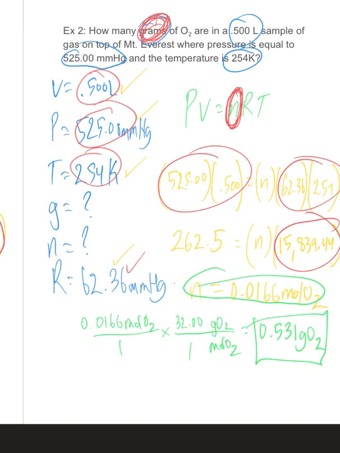So whenever you have a question involving grams, remember that grams is related to moles. We can always find grams by getting moles first. And so that is pretty much the most complex problem you'd ever see with the ideal gas law.